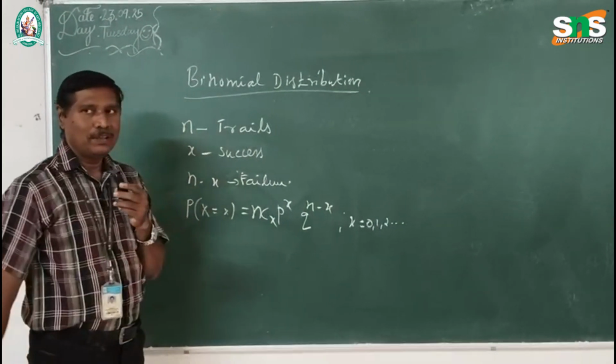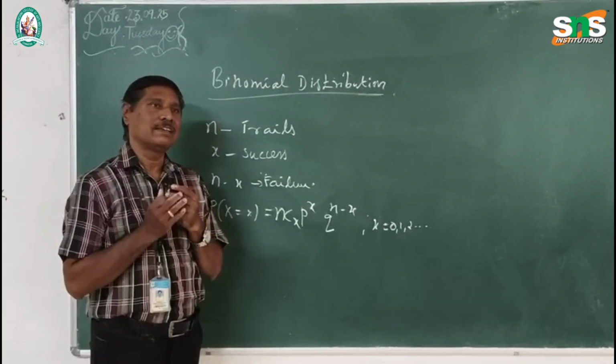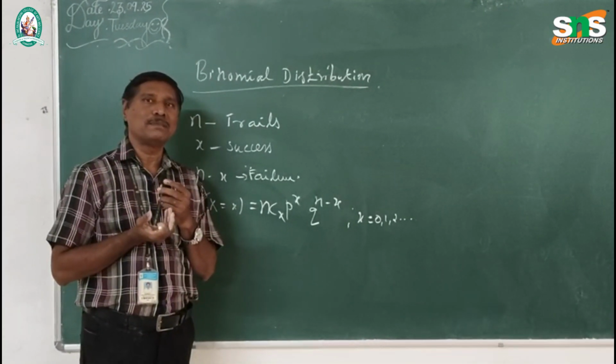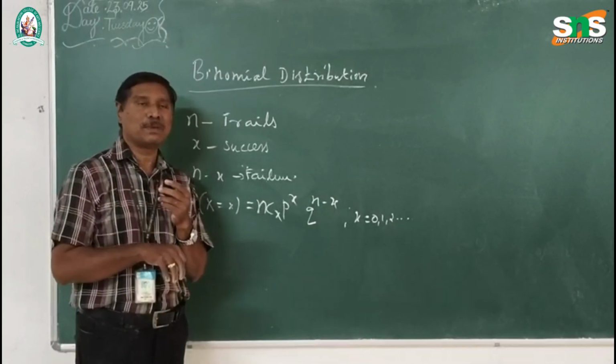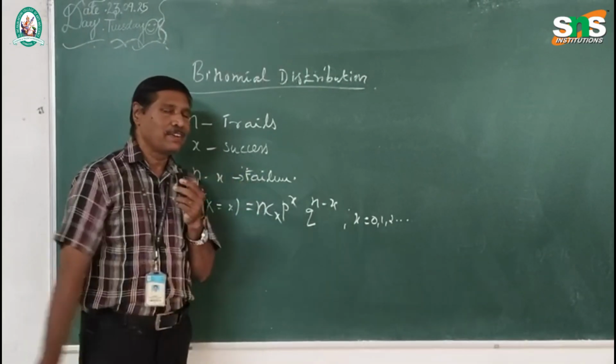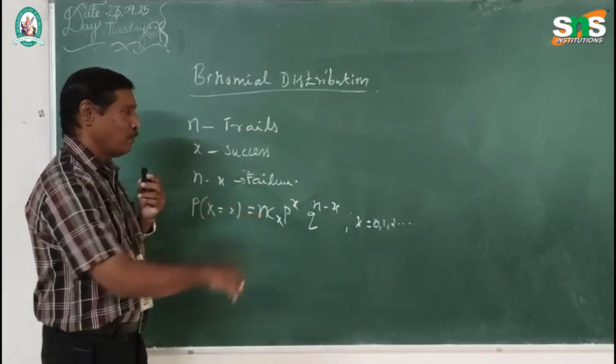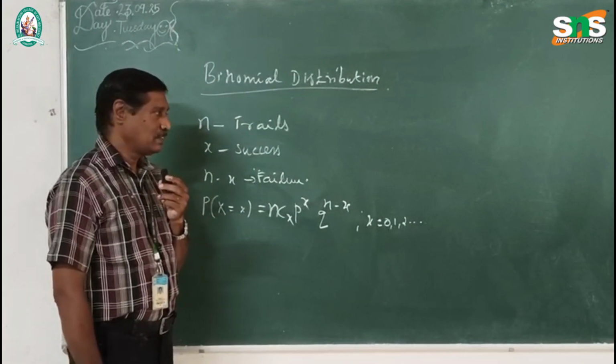Why is it 0? If it is not a success, then it is a failure; the number of successes becomes 0. Therefore, x takes a value from 0, 1, 2, 3, etc. Okay, so this is the probability distribution function.